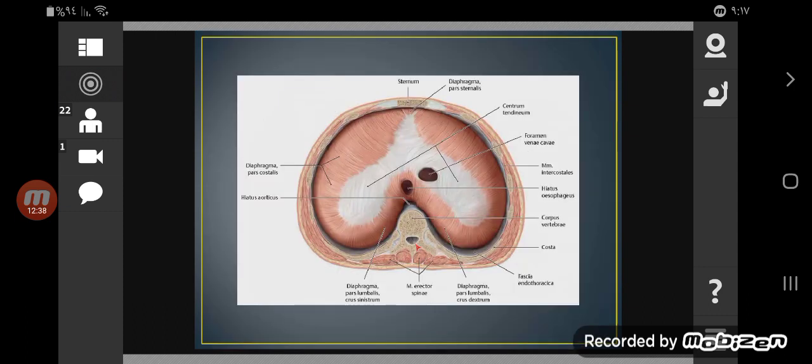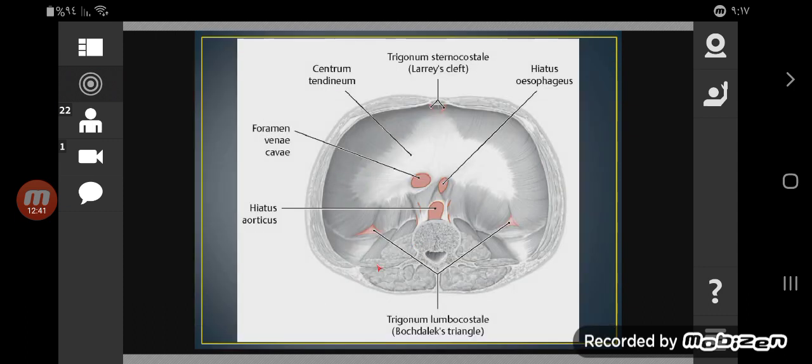Another gap is here, the lumbocostal triangle, between the costal attachment and the lumbar attachment. The lumbocostal trigone, or Bochdalek triangle, on each side. Sometimes we have a herniation from here, where a loop of the intestine is herniated into the thorax.